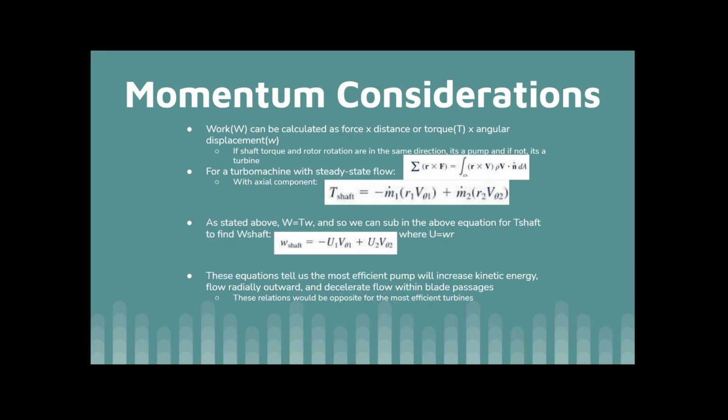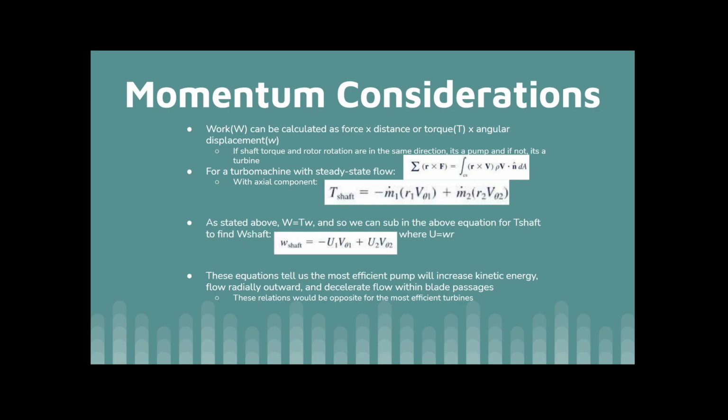For a turbo machine with steady state flow, we see that the sum of torques is equal to the moment of momentum, otherwise known as the angular momentum. Now, a 1D simplification of this equation gives us that the shaft torque is equal to M2 R2 V2 minus M1 R1 V1. Here, 1 denotes inlet, 2 denotes outlet, M is the mass flow rate, R is the radius, and V is the velocity in the angular direction.